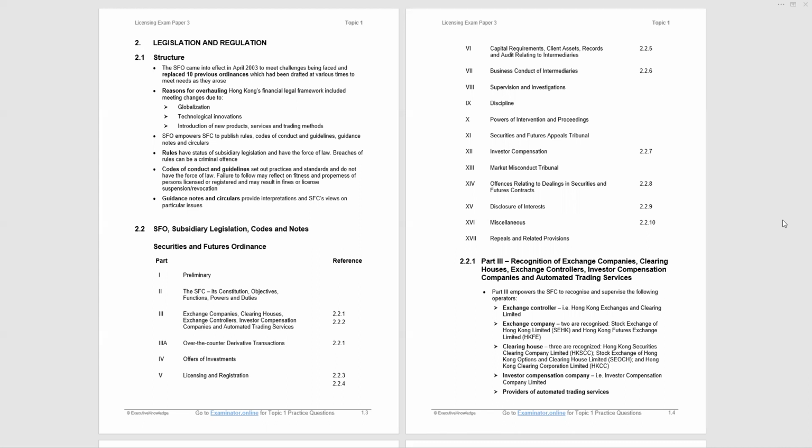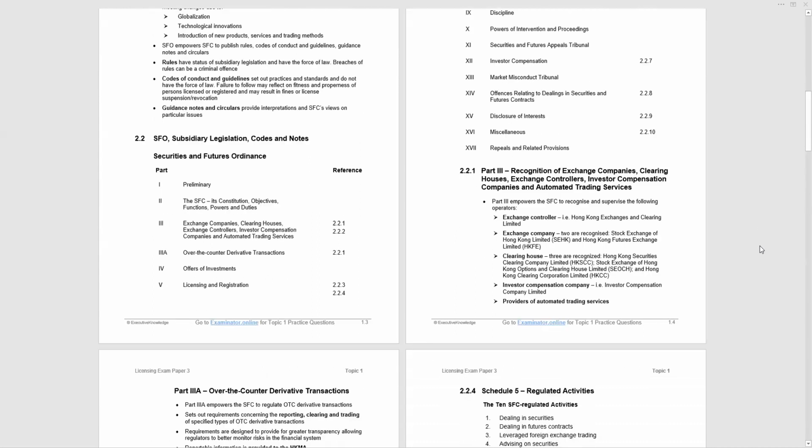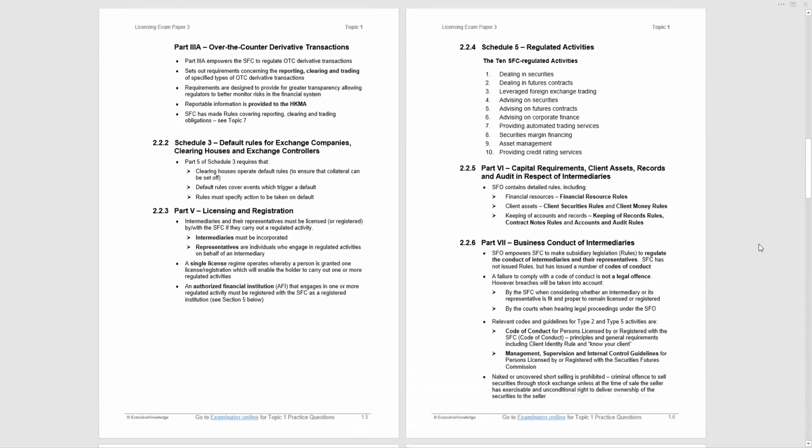So part 3 there, under paragraph 2.2.1, recognizes exchange companies, clearinghouses, exchange controllers, etc., in Hong Kong. And we've listed there what each category means. Be aware, I wouldn't say it's central, but be aware of it.